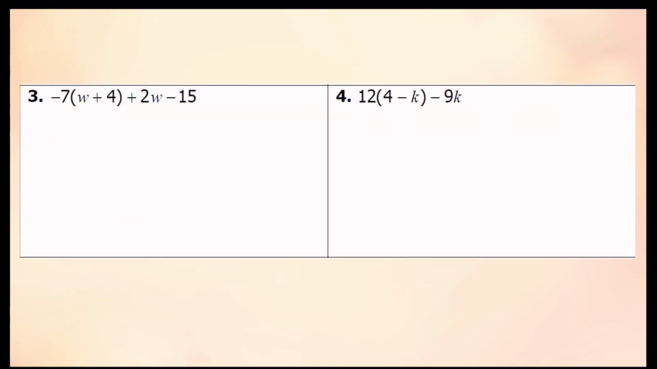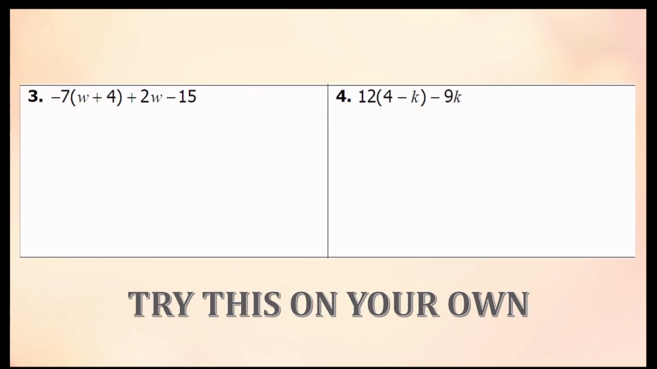So I want you to try these on your own. These two will be in your bell work tomorrow. I'm going to be looking to see that you have them done. Please take your time and think about positives and negatives. Make sure if there's a Ninja 1 that we go through and we write that Ninja 1. Okay?